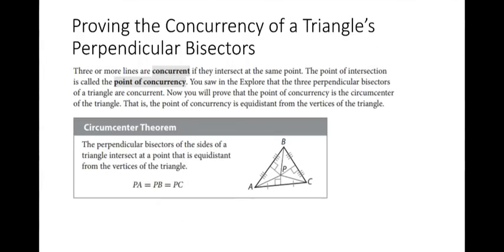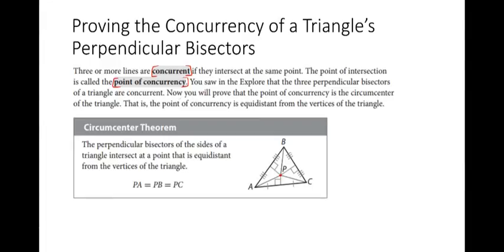All right, so proving the concurrency of a triangle's perpendicular bisectors. Now, three or more lines are concurrent if they intersect at the same point. So if you look at AP and BP and CP, they're all concurrent because they intersect at point P. That is known as your point of concurrency, all right? So basically, you have multiple lines all intersecting at that certain point.